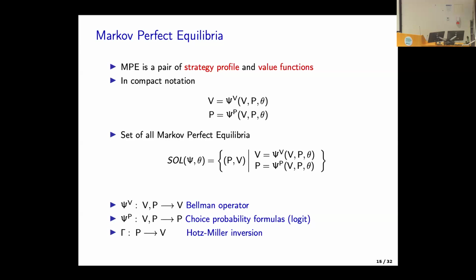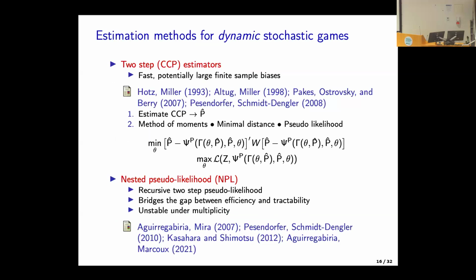So the set of Markov-perfect equilibria is these vectors of conditional choice probabilities and value functions that satisfy these constraints. Okay, so that's the Markov-perfect equilibria, and as Fedor showed, there can be quite many of them in these dynamic games. So this is a Bellman operator, this is the choice probabilities, and then sometimes we make the mapping from conditional choice probabilities to the value functions through the Hotz-Miller inversion. We call that gamma. That's going to be useful for introducing these different other estimators in a more compact way.